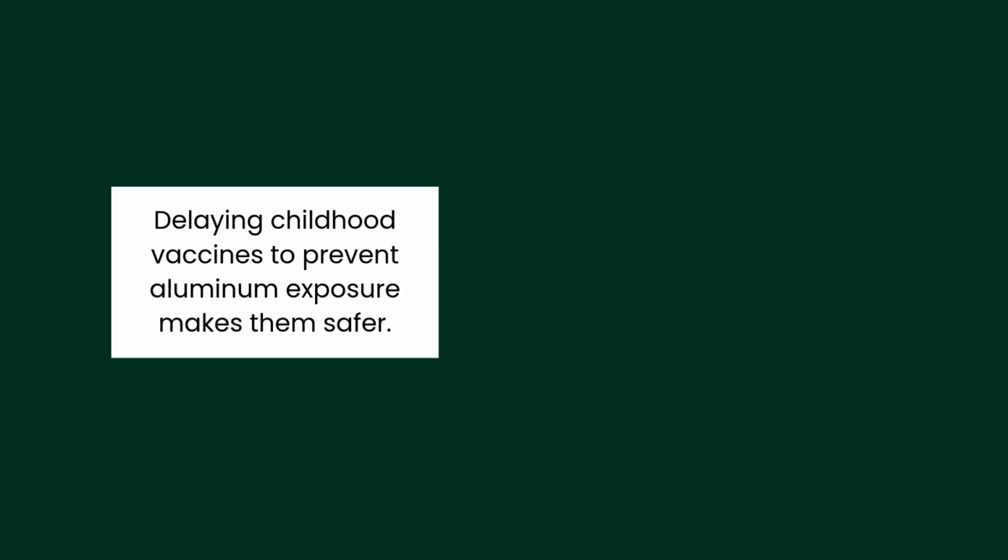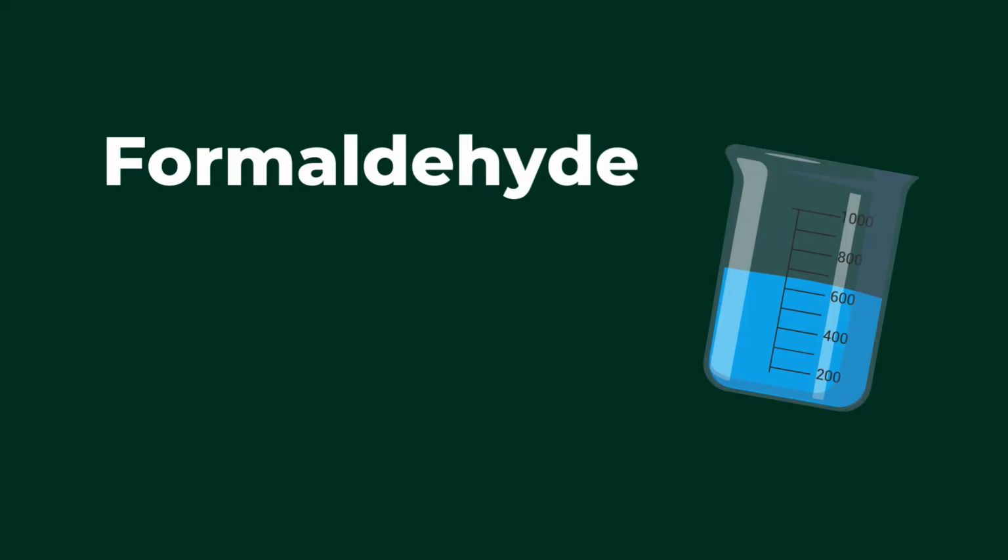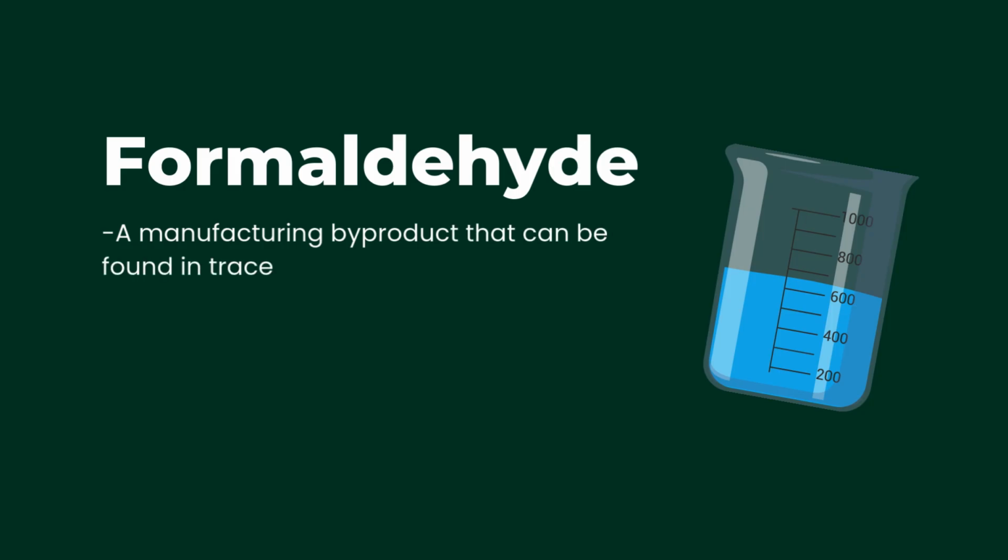Delaying infant vaccines to avoid aluminum exposure doesn't make them safer. In fact, delaying these crucial vaccines leaves children vulnerable to dangerous diseases in their first few months of life. Another misunderstood vaccine ingredient is formaldehyde. Formaldehyde is a manufacturing byproduct that can be found in trace amounts in certain vaccines.